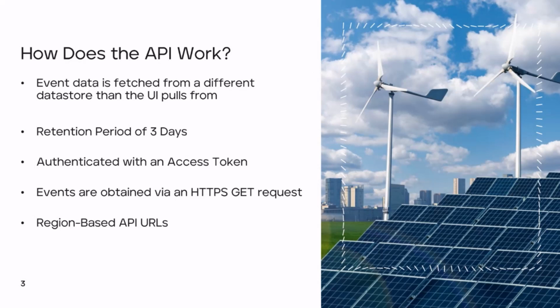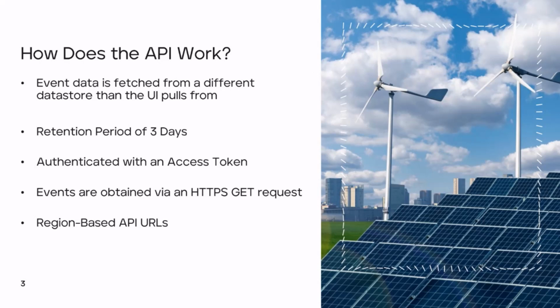Authentication to the event data in your tenant is handled via a JSON web token, otherwise known as a JWT. The first step to successfully fetching event data is obtaining that valid auth token. Once you have successfully obtained your auth token, you can then invoke an HTTPS GET request for the desired event data. The GET request must be configured to use one of the region-based events API URLs, and this is based on the data center your tenant is hosted in.